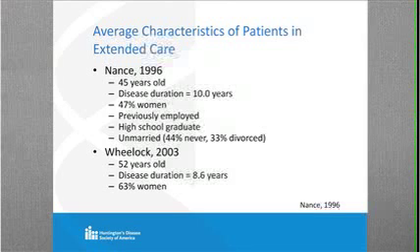Vicki Wheelock in 2003 also looked at patients in extended care facilities. The average age was 52. The average disease duration was 8.6 years, and there were a few more women than men in her published study.